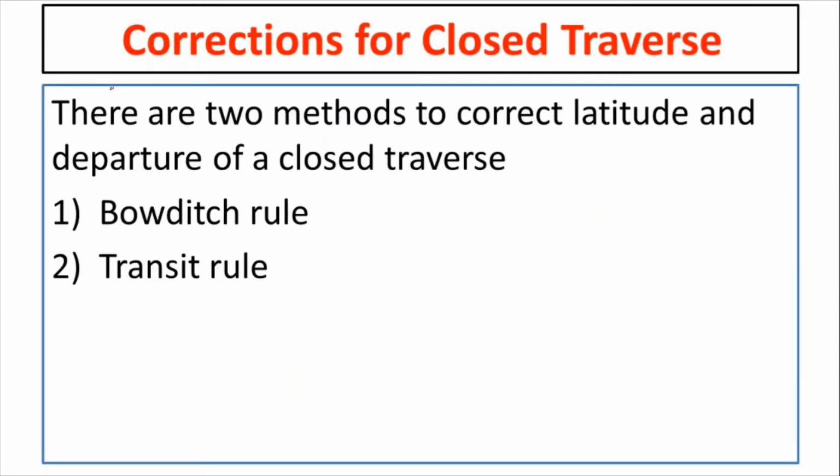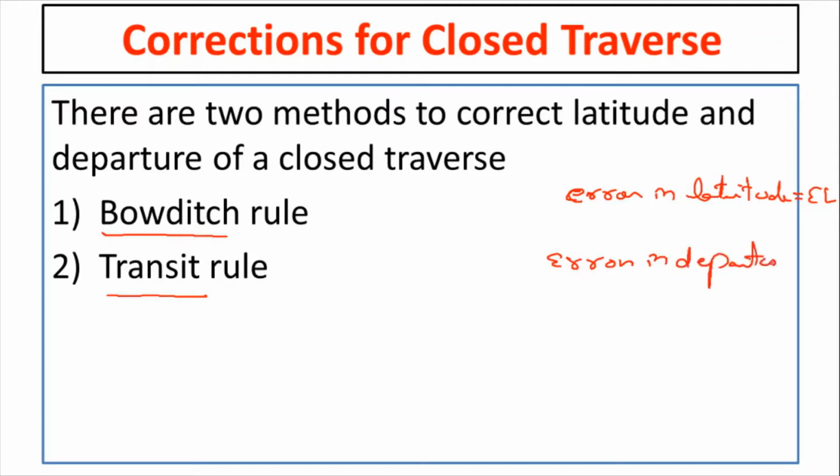So first, there are two methods to apply the corrections for the closed traverse. First one is the Bowditch rule and second one is the transit rule. Okay, so I told that total error in latitude is sigma L and total error in departure is how much? Sigma D. That is what we have seen in the last video.